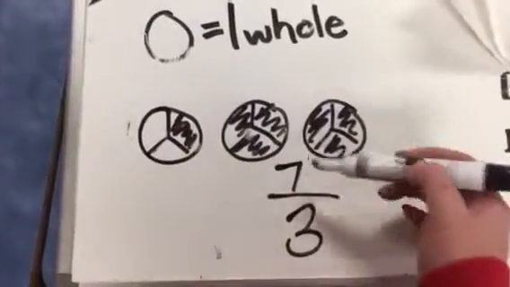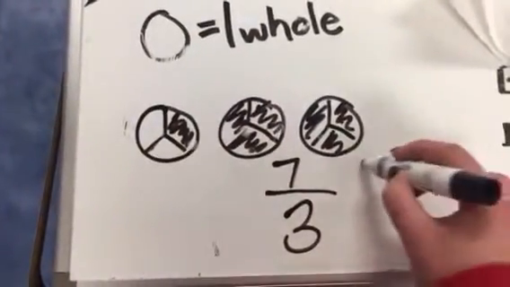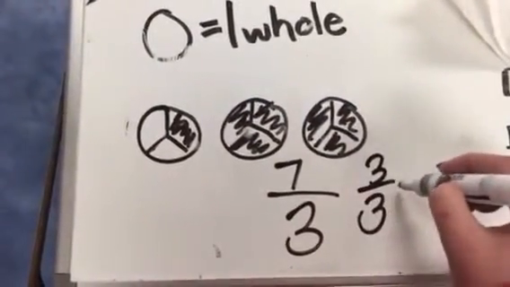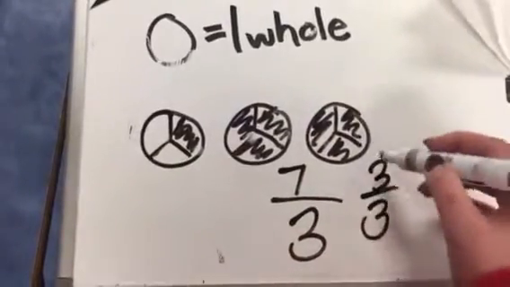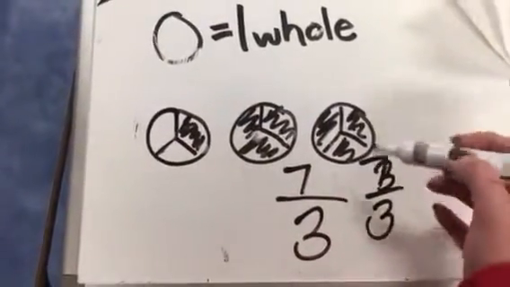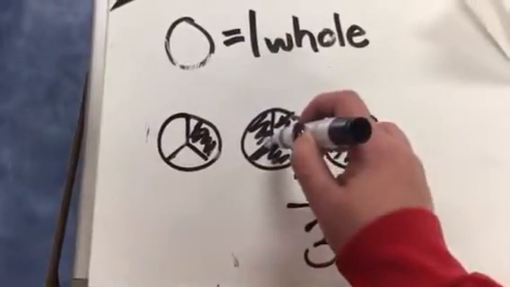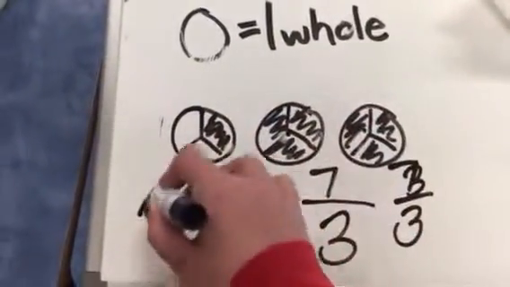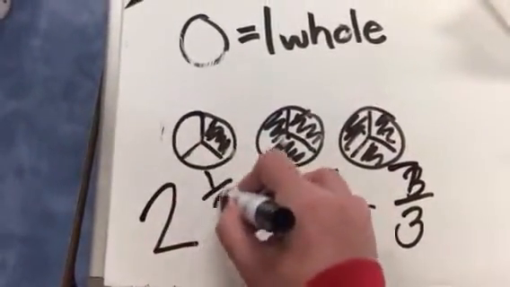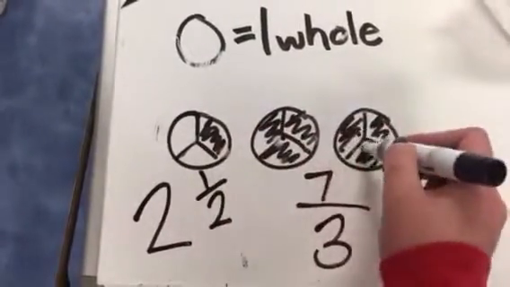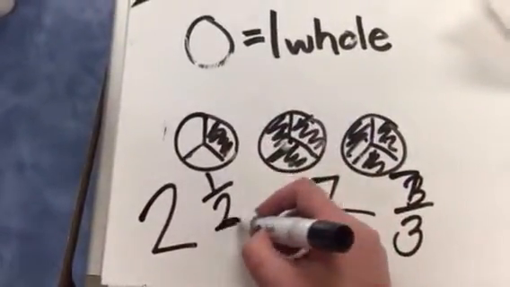Okay, this is larger than 1 whole, right? Remember, 3 thirds would be 1 whole. So anything larger than 3 thirds, well, 7 thirds is much more than 1 whole. It's actually 1 whole, 2 wholes, and then an extra third.